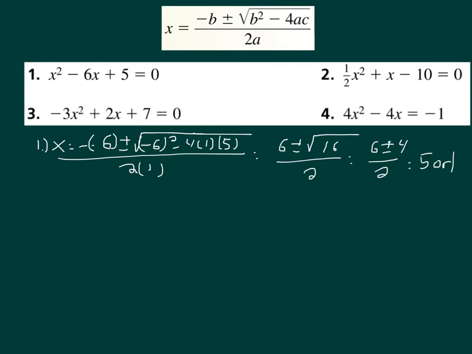6 plus 4, which is 10 over 2, which is 5, or 6 minus 4, which is 2 over 2, which is 1. Alright, now pause the video and give number 2 a shot. Alright, let's see how it went.